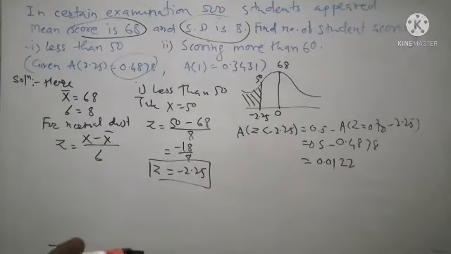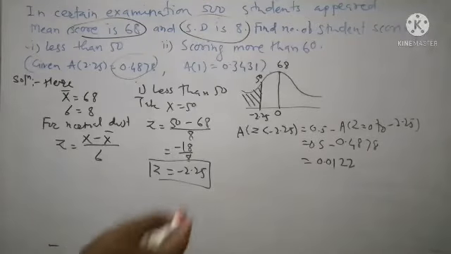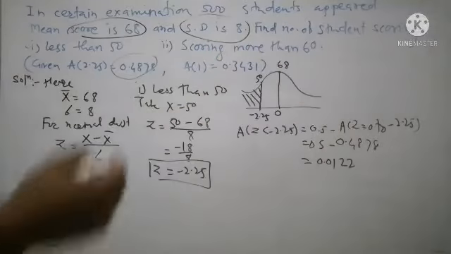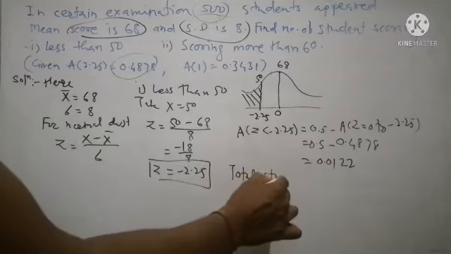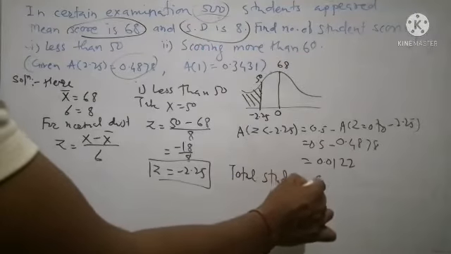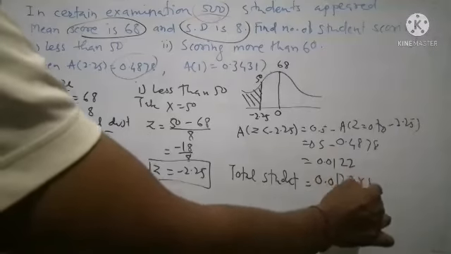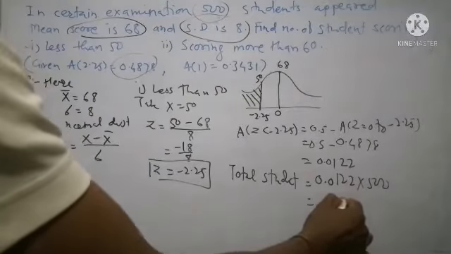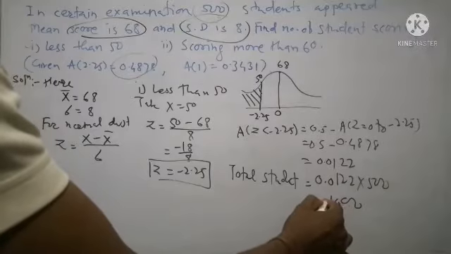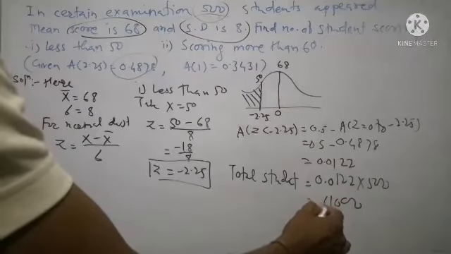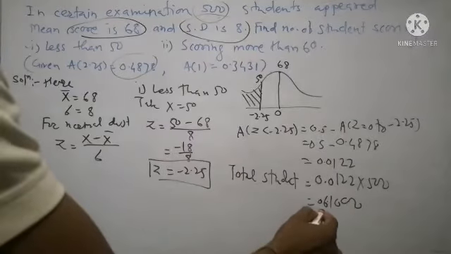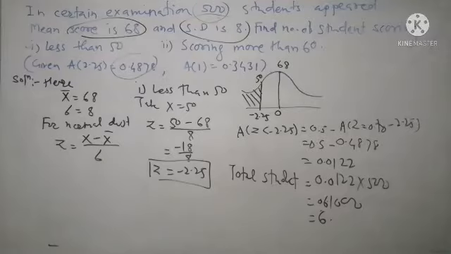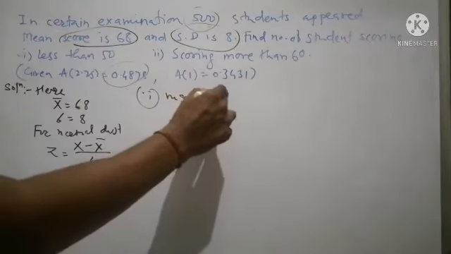Now this is the area which represents the number of students scoring less than 50. As this total area is for 500 students, the total number of students getting marks less than 50 is this area multiplied by 500. So 0.0122 into 500 is 6.1, that is, 6 students score less than 50.